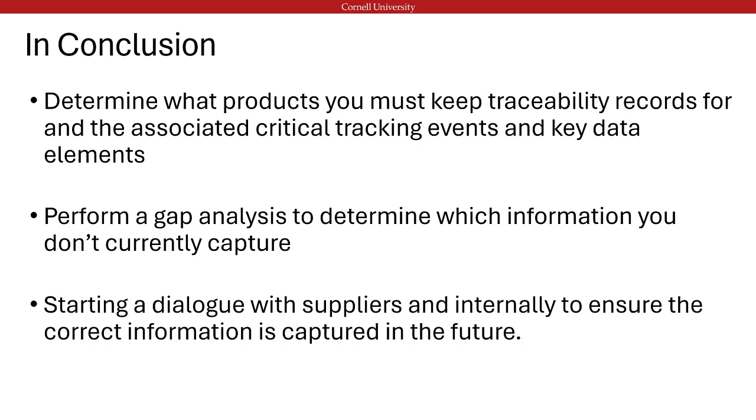So in conclusion, you'll want to determine what products you must keep traceability records for by carefully consulting the food traceability list and looking for exemptions, and identifying the associated critical tracking events and key data elements. You'll need to perform a gap analysis and a mock traceback to help you determine which information you don't currently capture or that isn't currently captured by your suppliers. And then start that dialogue with suppliers and internally to ensure that correct information is captured in the future, and it can be done so promptly within a 24-hour time window that the FDA requires.